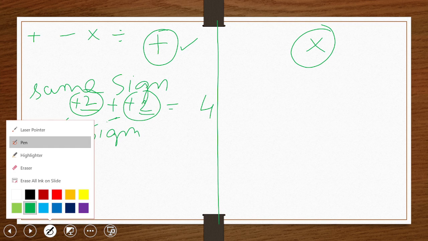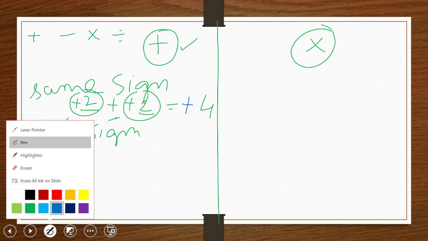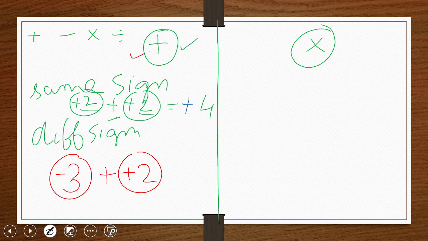Our mathematical operation is add, and the sign which comes in front of 4 is plus, because same sign, plus sign. And different sign, that is minus 3 and plus 2. These are the two numbers and the mathematical operation is plus. So the answer has a different sign. You can see the signs are different, then that sign will be minus sign, minus 1.